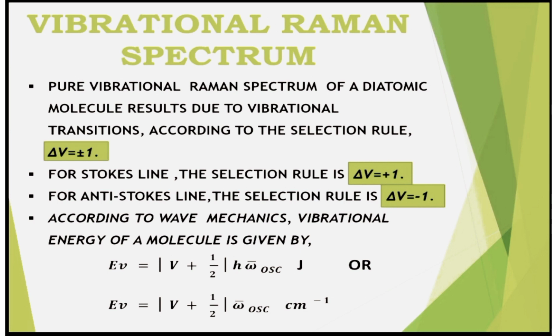According to the selection rule, delta V equals plus or minus 1. For the Stokes line, delta V equals plus 1, and for the anti-Stokes line, delta V equals minus 1. According to wave mechanics, the vibrational energy of a molecule is given by E_V equals (V plus half) h omega oscillation joules, or E_V equals (V plus half) omega oscillation in centimeter inverse.